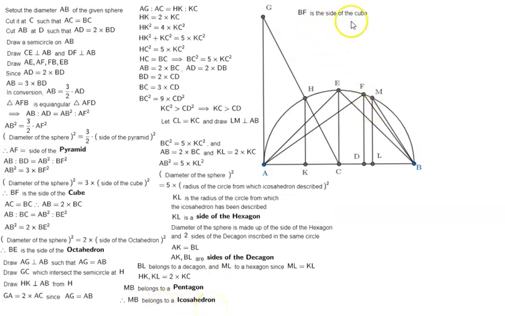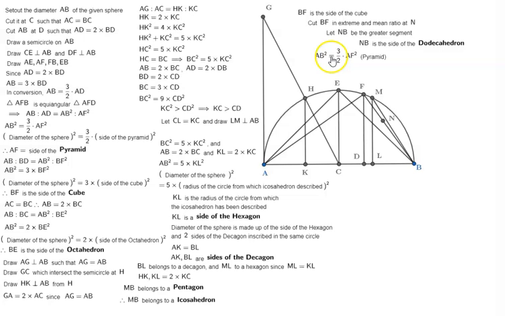Now, BF is the side of the cube. We cut BF in extreme and mean ratio at N. So let's cut it in extreme and mean ratio at N. Let NB be the greater segment. Then NB is the side of the dodecahedron.